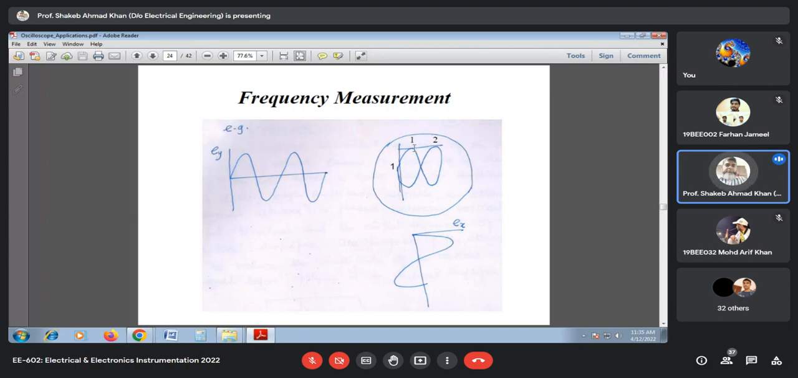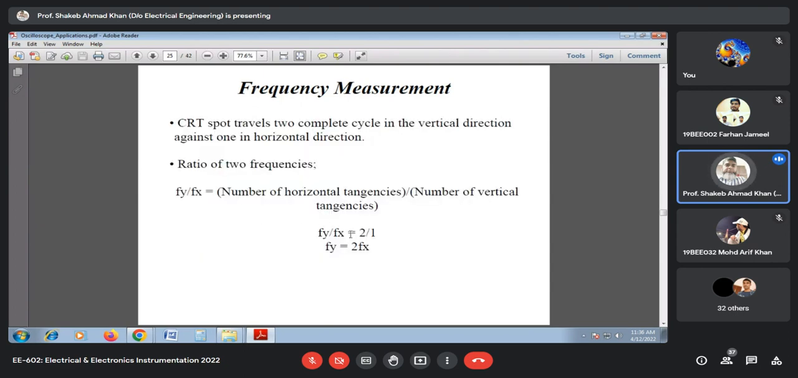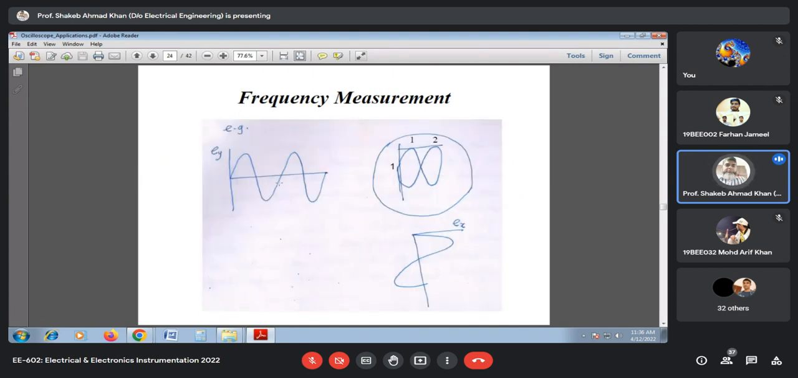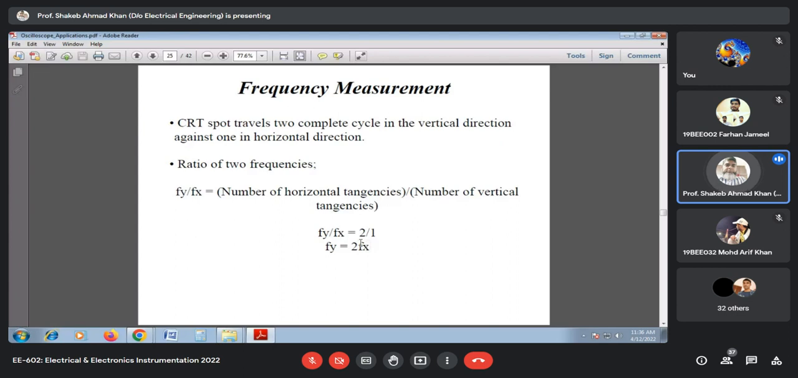What we do is draw tangencies. This is your horizontal tangency and this is your vertical side. The number of horizontal tangencies will be 2 and vertical 1. So we'll take the ratio Fy by Fx equal to 2 upon 1. So Fy will give you twice Fx. That's true. You can see from these two signals. So if you know Fx, then you can find out Fy.